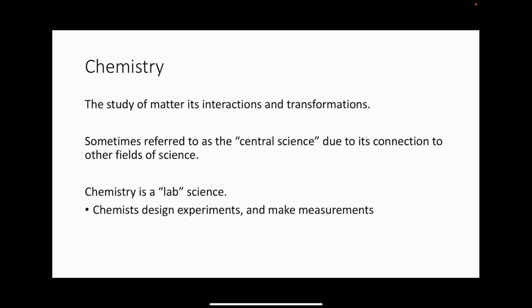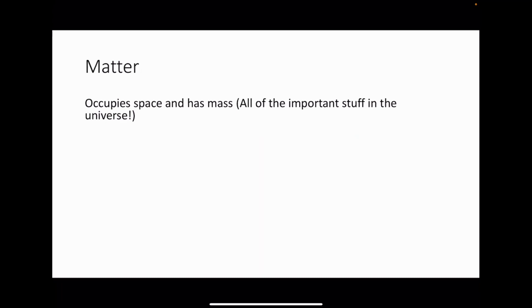So if you're a chemist and you want to know some property, you need to design an experiment to measure that property, make the measurement, and then from the results of those measurements, you need to develop models or theories that explain those results. And that's basically what a chemist does, all related to matter.